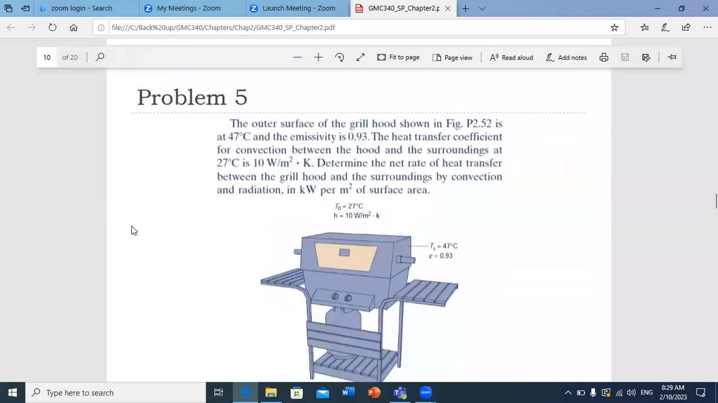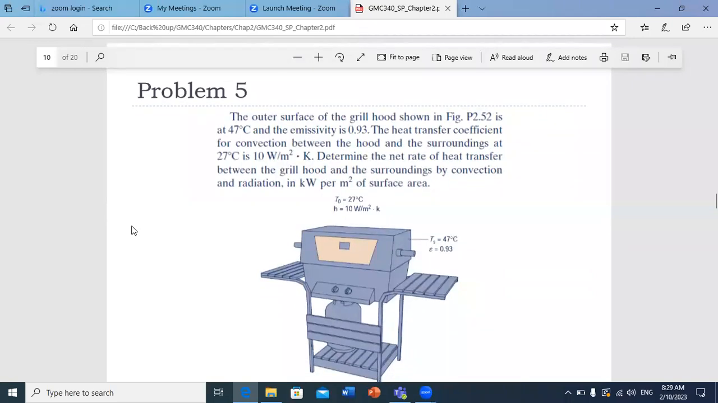Okay, another problem. The outer surface of the grill hood shown in the figure is at 47 degrees, and the emissivity of this surface is 0.93. The heat transfer coefficient for convection between the hood and the surroundings at 27 degrees is 10 watt per meter square Kelvin. Determine the net rate of heat transfer between the grill hood and the surroundings by convection and radiation in kilowatt per meter square of surface area.